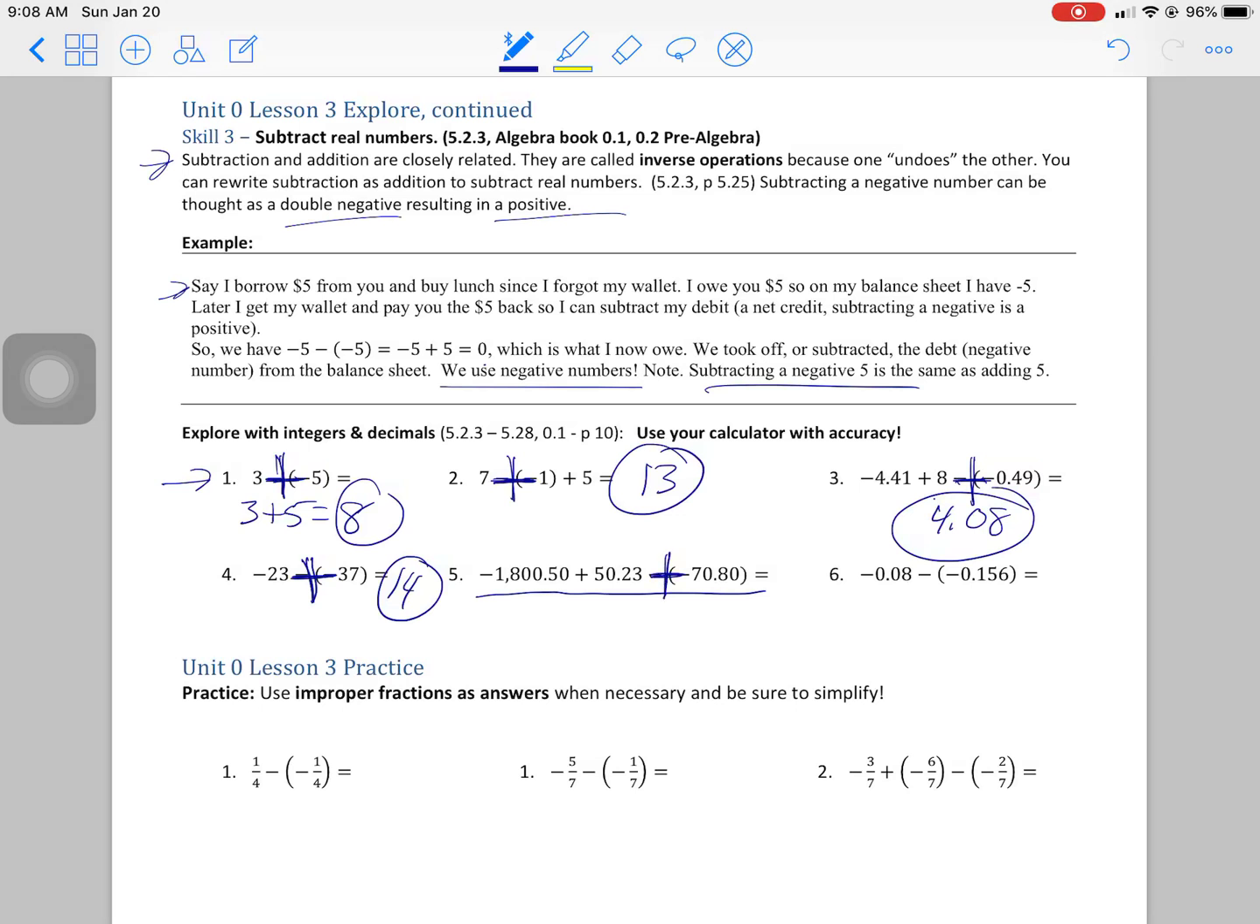Double check that. Now watch, those are commas. That's a comma, that's a decimal. Different things, right? Don't need the commas in your calculator.